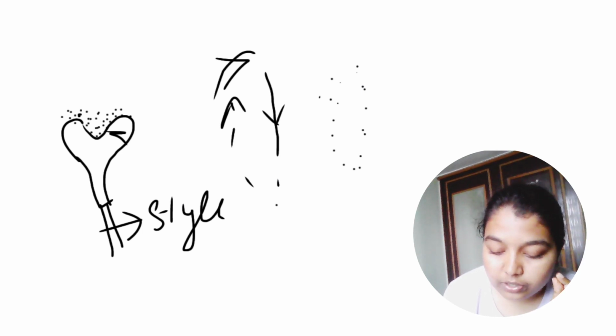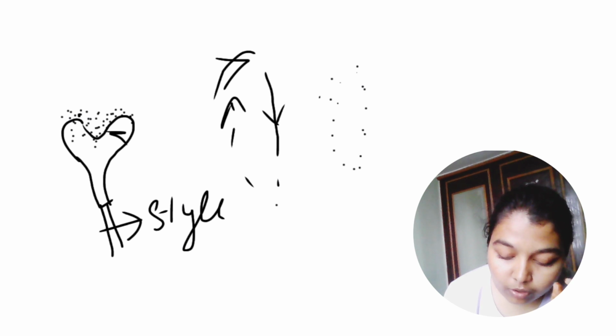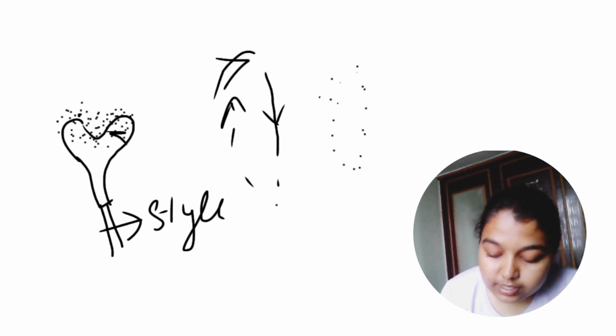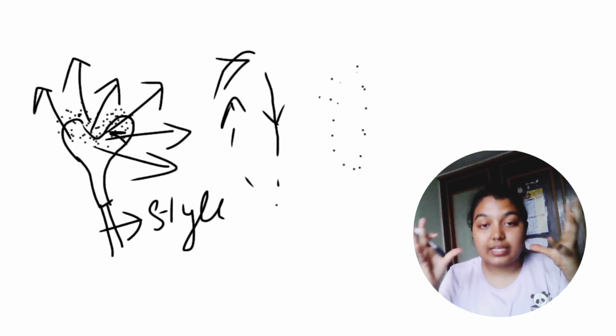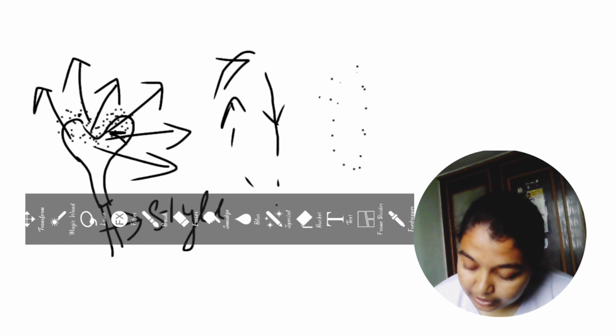The style releases the pollen grains, and the pollen grains come and sit on the upper part of the anther like this. What are pollen grains? Pollen grains are sticky yellow grains, the male gametes. It will be like this. The anther helps in releasing the pollen grains into the atmosphere. That's the main functionality of the anther. Coming to the next part, that is the style.